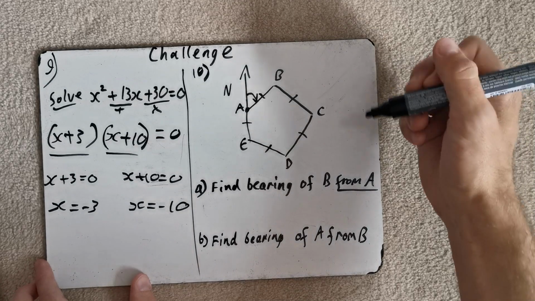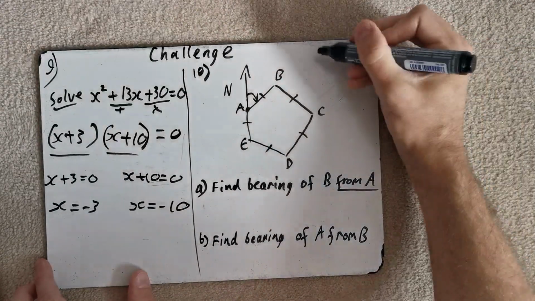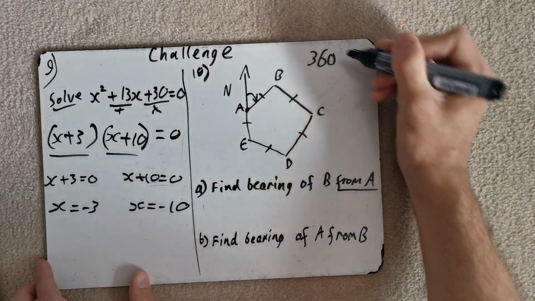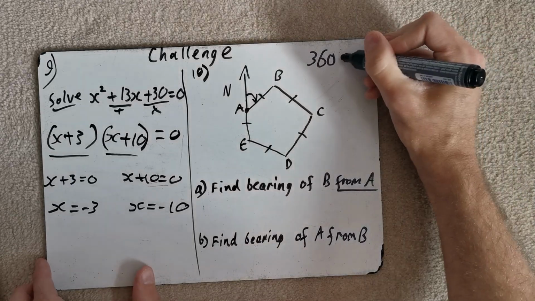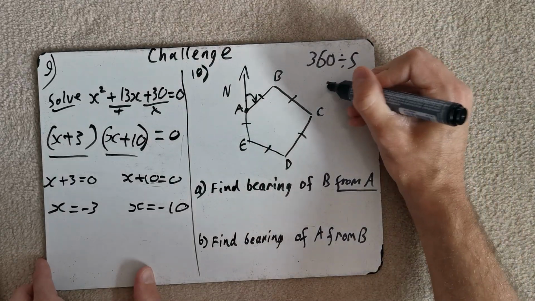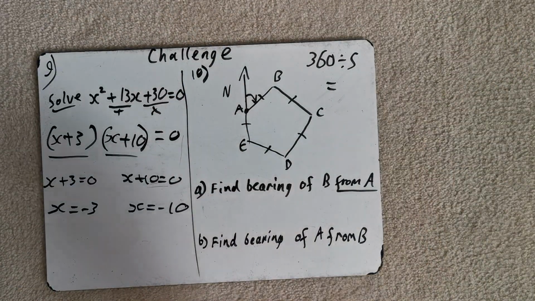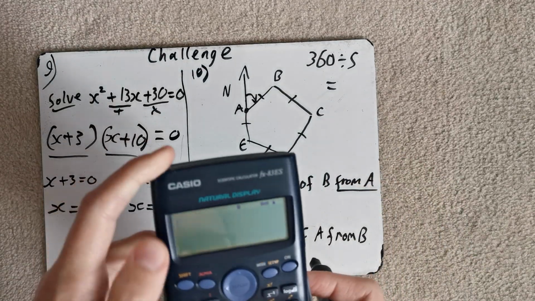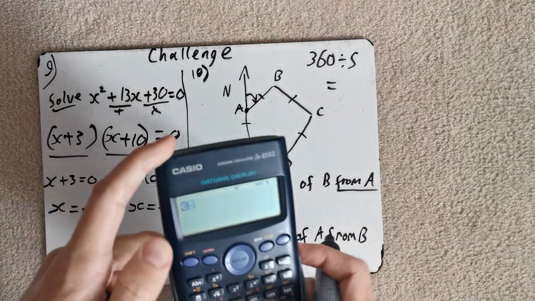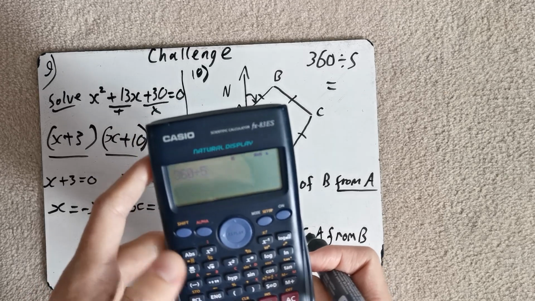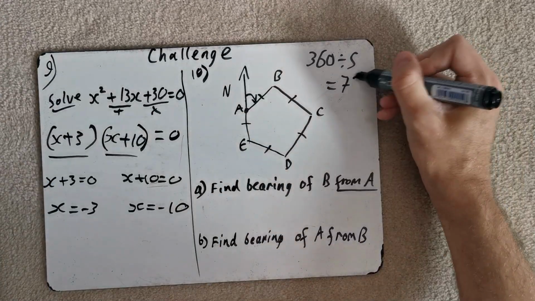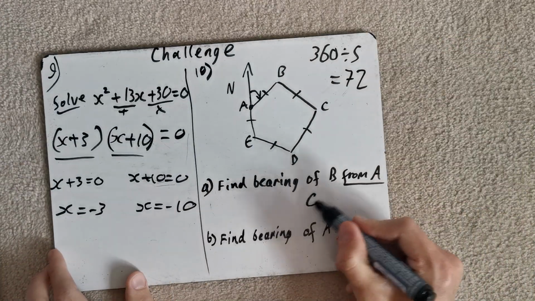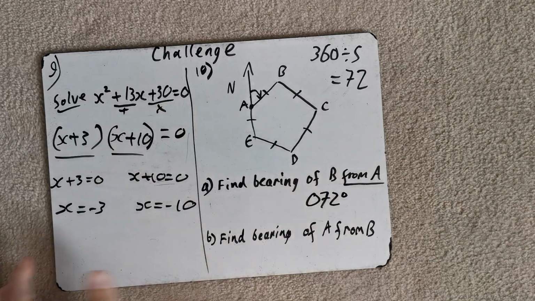To find the exterior angle of any regular shape, you get 360 and divide by the number of sides. So 360 divided by 5, for some reason I can't do that in my head, I think it's 72, but I'm not entirely sure. Divided by 5, yeah, it's 72. Okay, and now remember, three figures, so we've got to put 0, 7, 2.